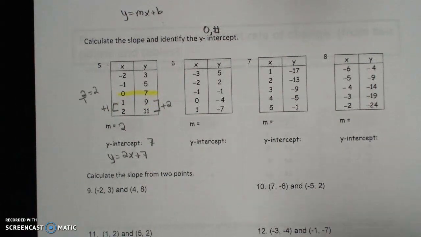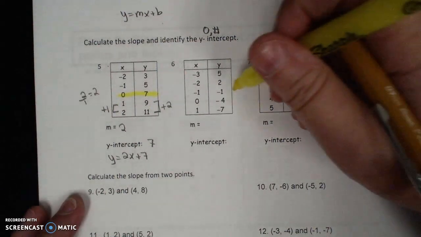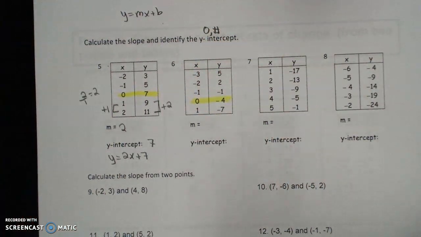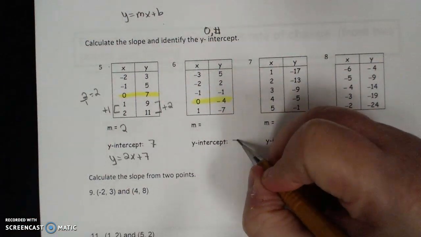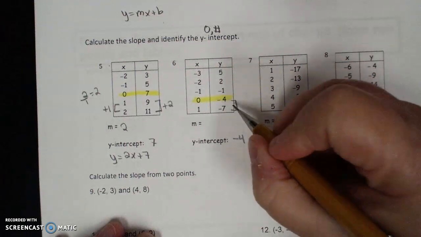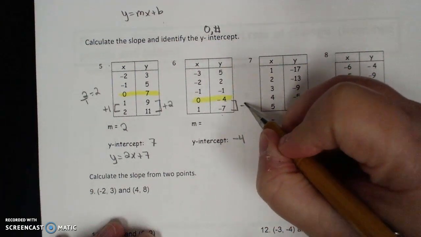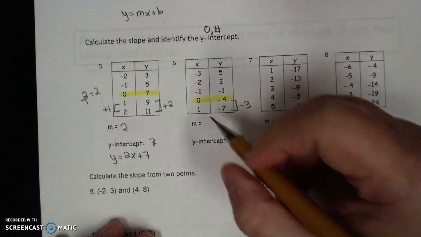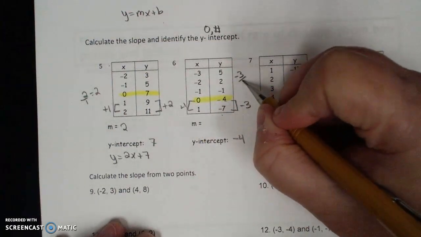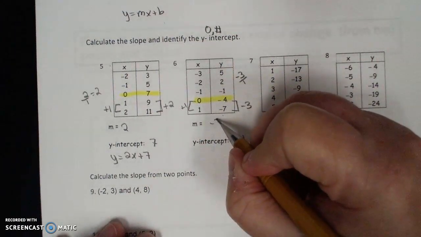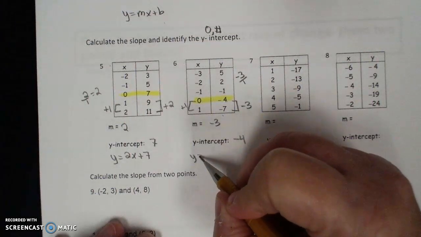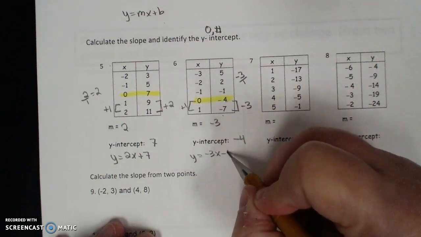And we're going to repeat the process. So, the first thing I look at is if my 0 is there, it's the easiest one to spot. It's negative 4. For slope, I'm going from here to here. From negative 4 to negative 7 is subtracting 3. And from 0 to 1 is adding 1, which is negative 3 over 1, which is negative 3. And then if I wanted to create the equation, y equals negative 3x minus 4.